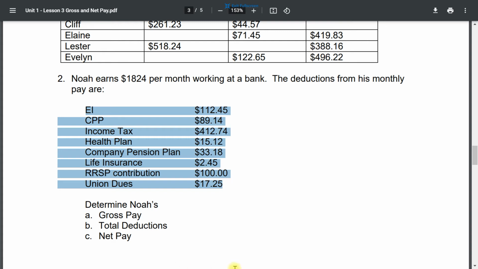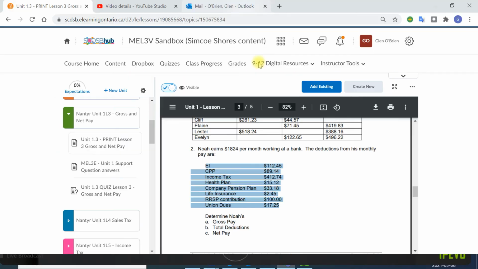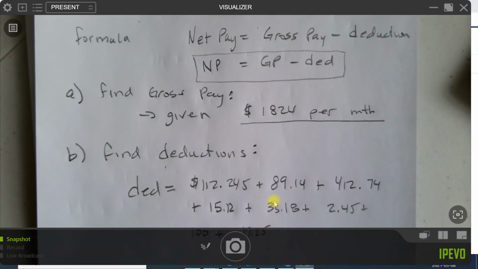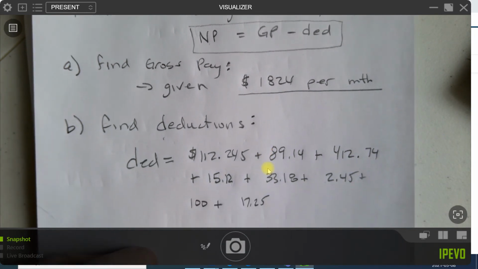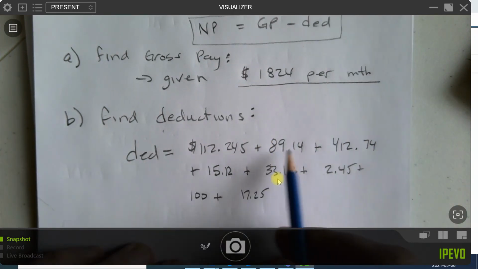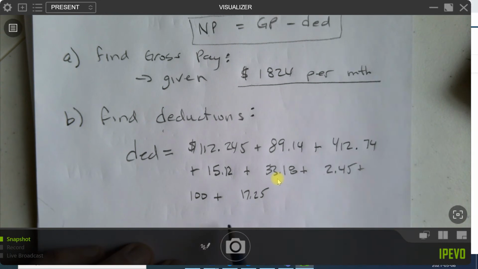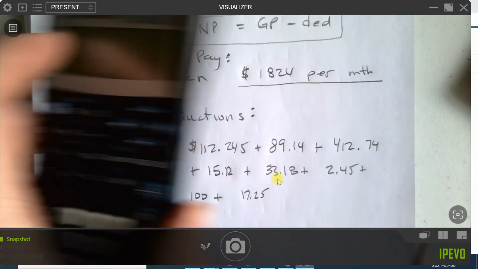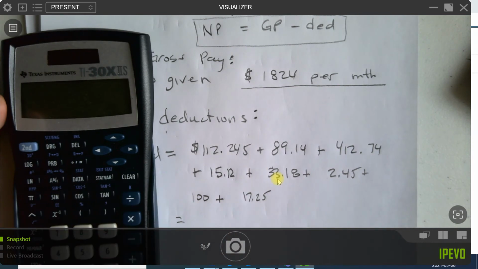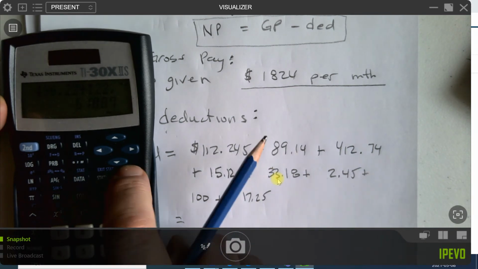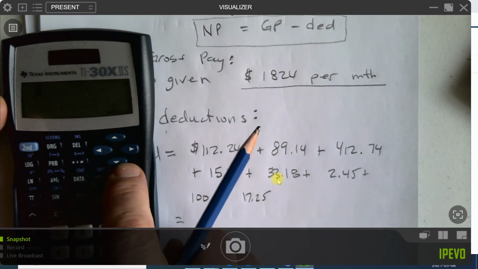I'm just going to switch over to it, and I wrote all those down for you. That's something you guys need to do yourself. I did that horizontally. You could do it vertically. I just ran out of space, so I did it horizontally. I'm going to add all those up to get my deductions. Let's just put that in the calculator. Calculator loves to turn off. Lovely calculator.